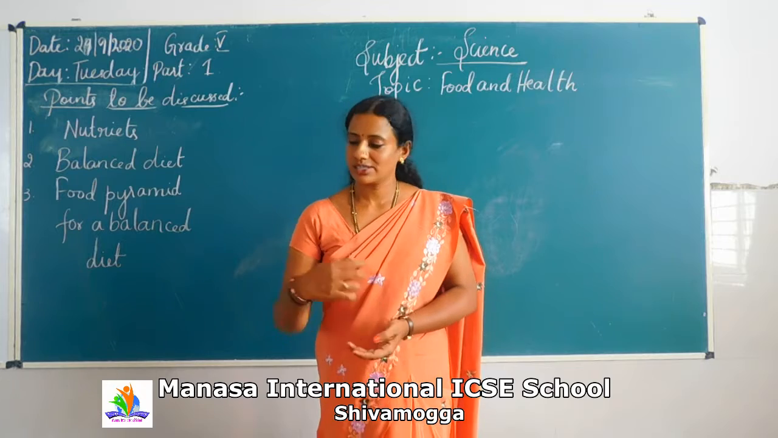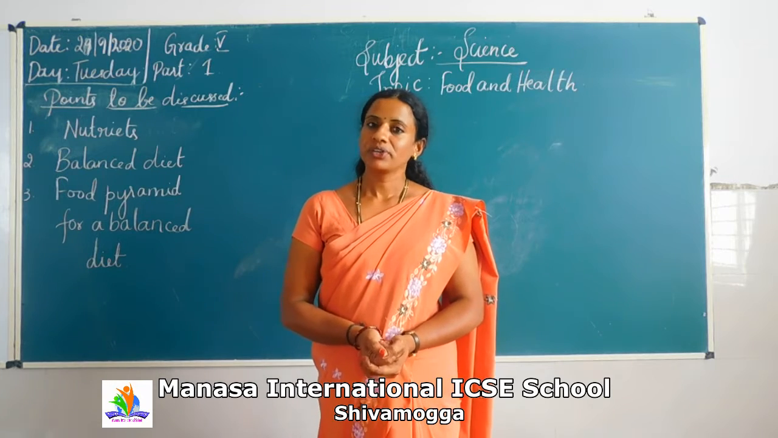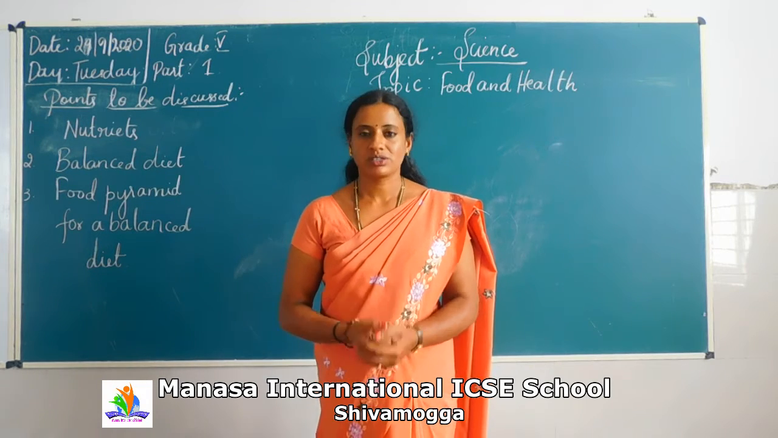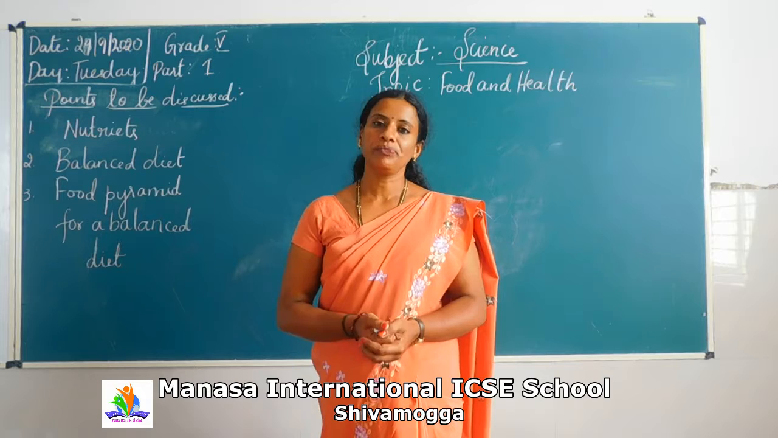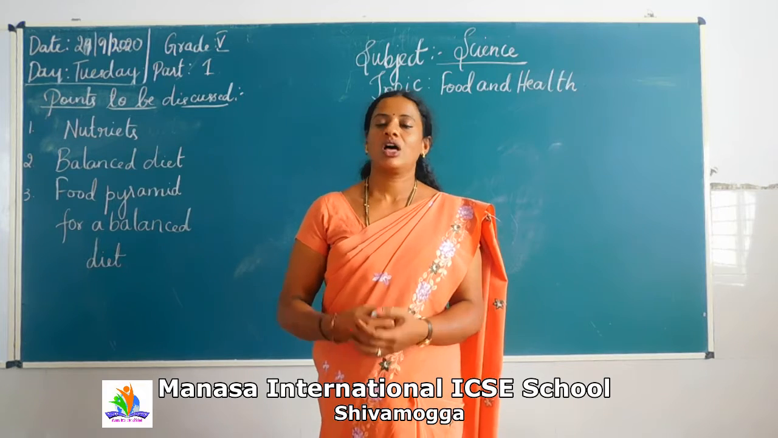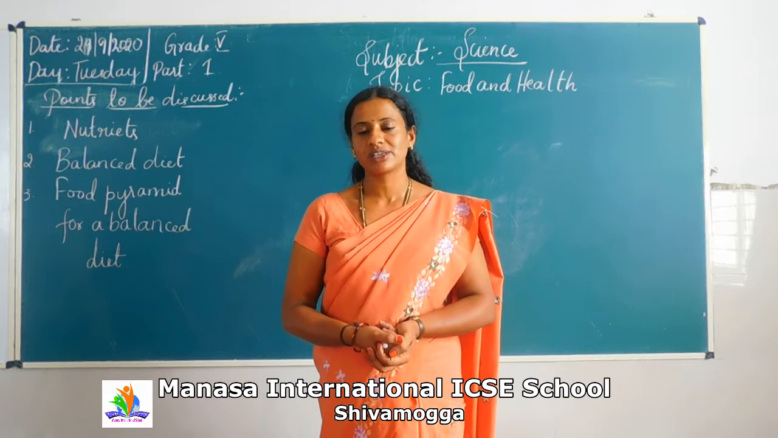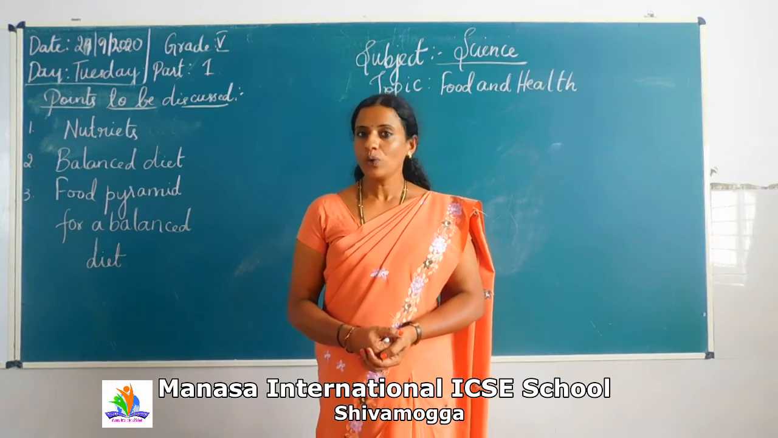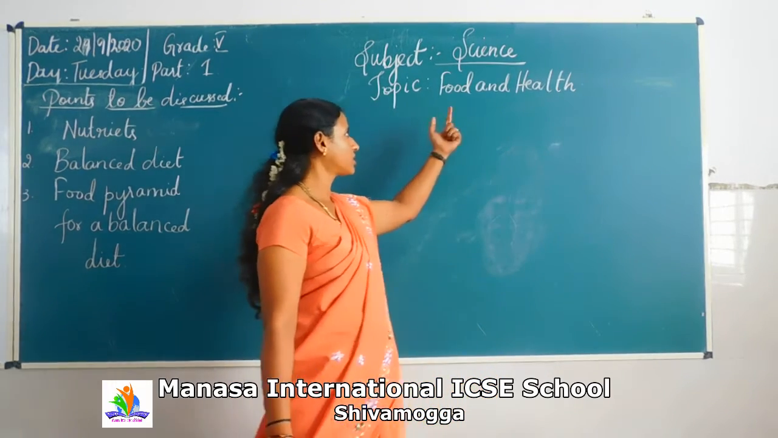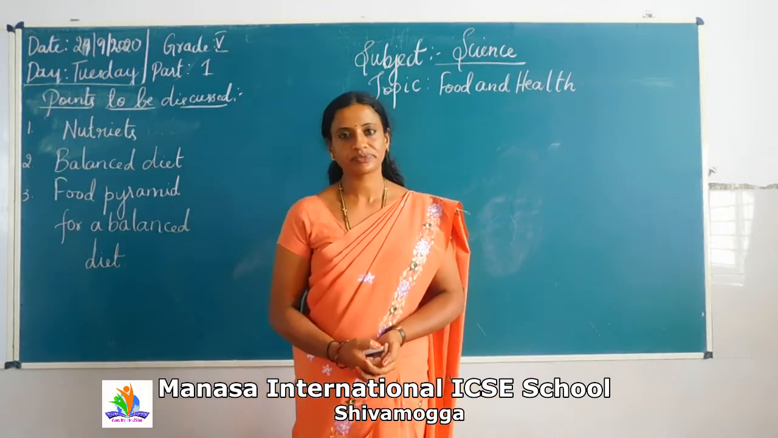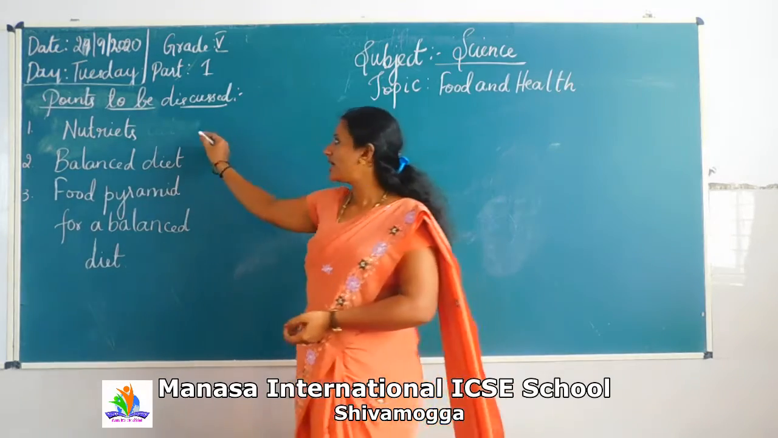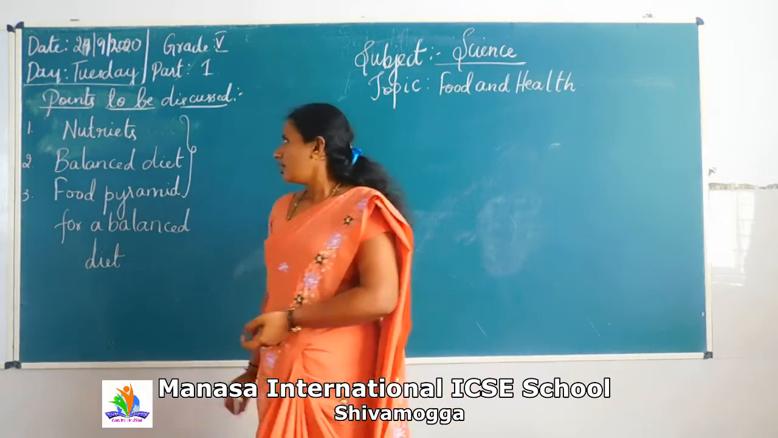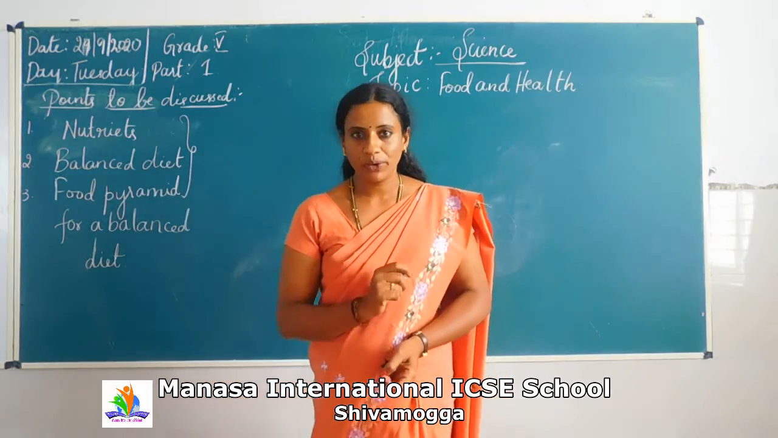So we are just stepping into the third chapter. In the previous chapter we discussed the skeletal system and how many bones there are, how to take care of the bones and muscles, and what a muscle and a joint are. Now let's move on to the third chapter, that is food and health. I have listed a few points here. Let us discuss them one by one.